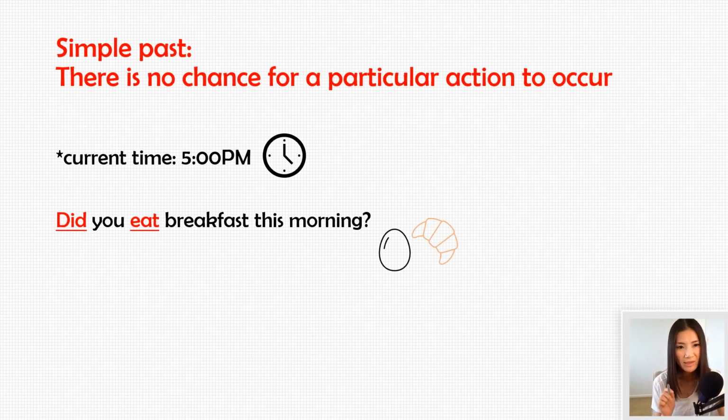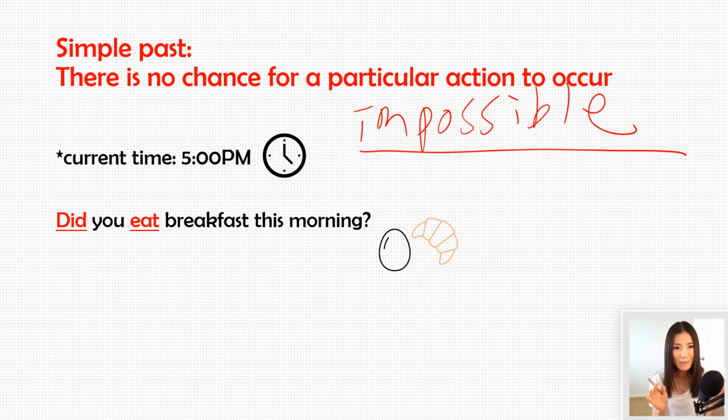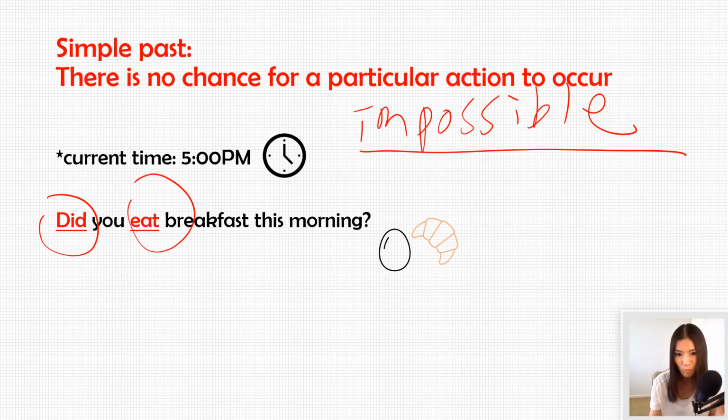So we would use the simple past when there is no chance for a particular action to occur. In other words, or in very simple terms, let's just use the word something is impossible. For example, right now it's 5 p.m. It is late afternoon or early evening. I can say, did you eat breakfast this morning? And not, have you eaten breakfast this morning?